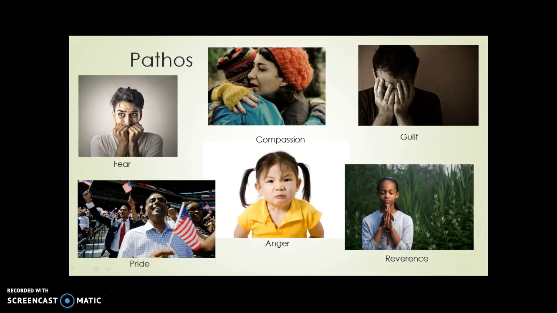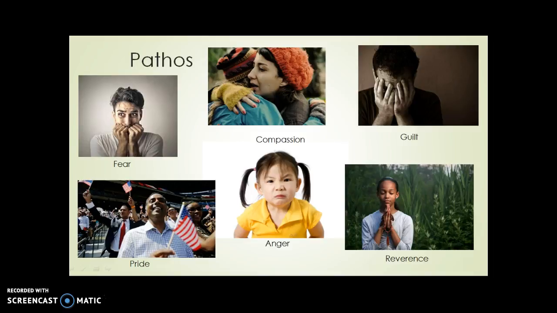Now let's talk a little bit about pathos. Pathos is emotion. Now, there are a lot of different emotions that you can evoke in a speech. Some of them are positive and some of them are negative. And it's not necessarily bad to evoke a negative emotion in a speech, because emotion is an incredible motivator for someone to be persuaded.